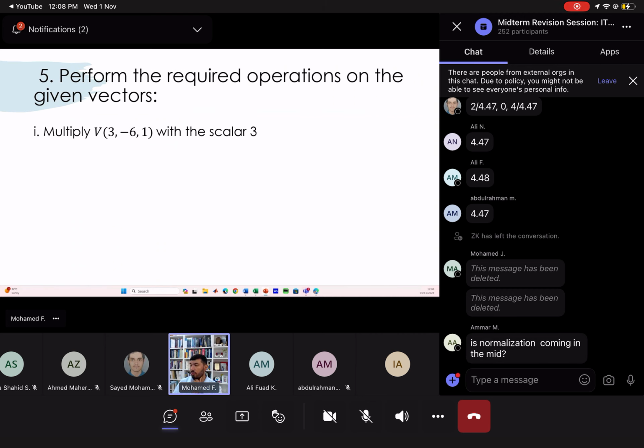Now, if he asks us to multiply 3 by that number, then we just multiply each point by the number 3. So 3 by V is a 3.